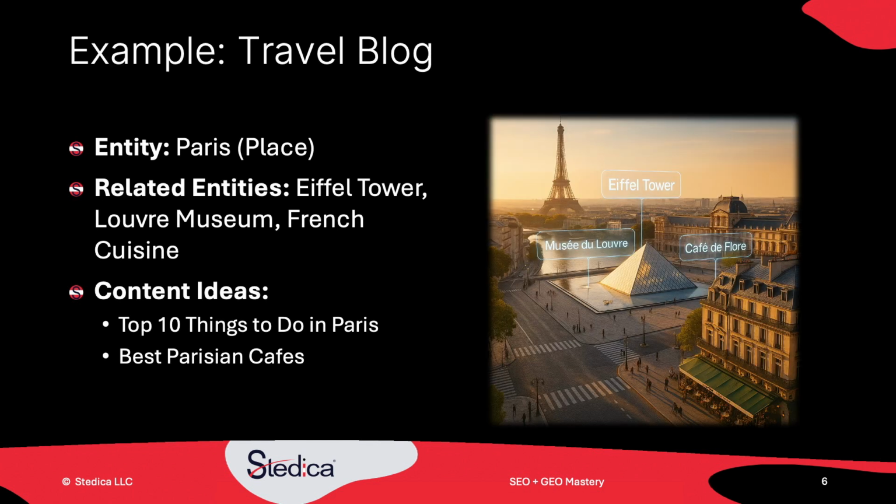Example: if you run a travel blog, optimizing for entities means connecting your content to recognized travel destinations. Entity: Paris. Related entities: Eiffel Tower, Louvre Museum, French cuisine. Content examples: top 10 things to do in Paris, best Parisian cafes.